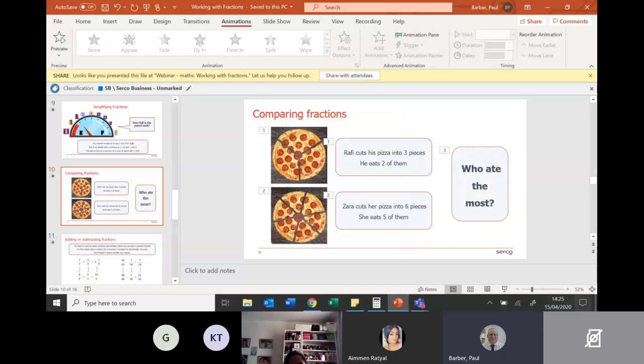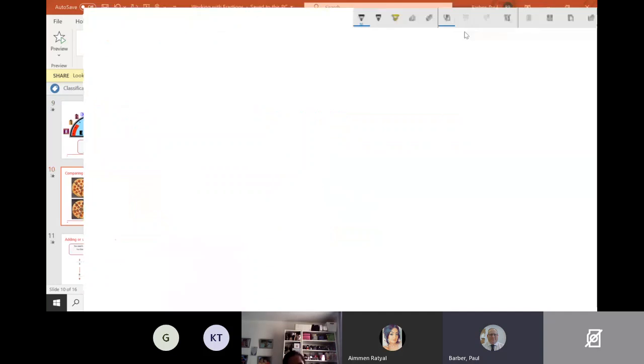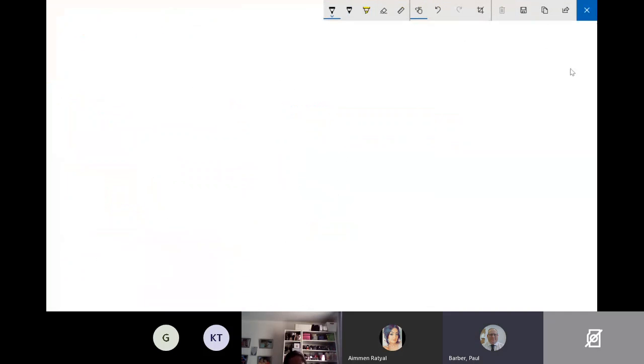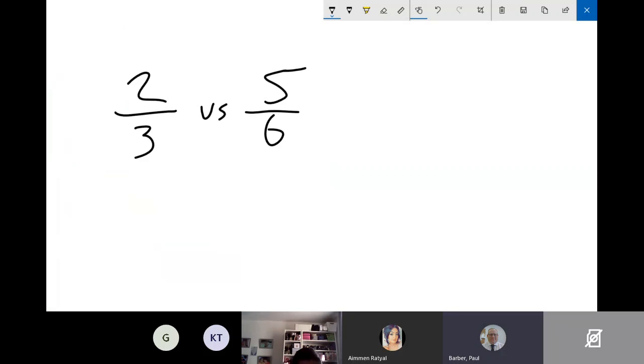So again, whiteboard. Rafi had eaten 2 out of 3, which we write as the fraction 2 out of 3. And we want to compare that to Zara, who had eaten 5 pieces out of a total of 6. So that's what we're comparing. At the moment, we're comparing thirds with sixths, and we can't do that. So we want to find some way that we can compare them.